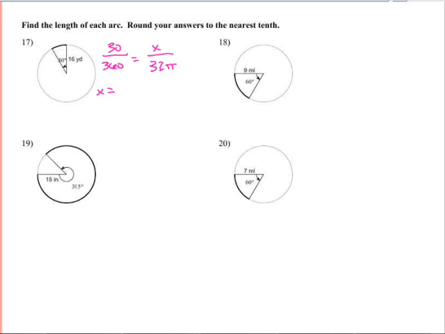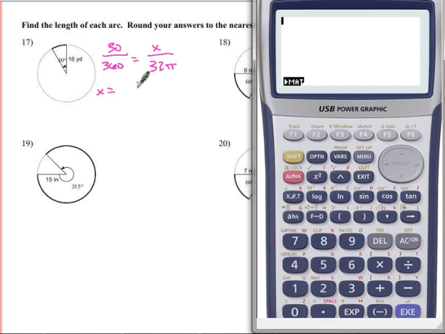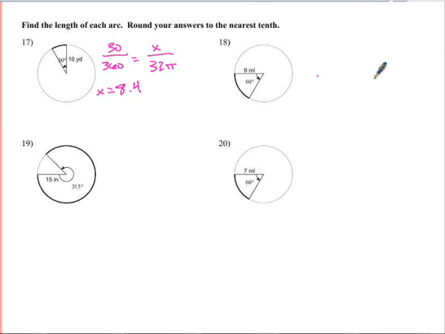And then this is all going to go straight into my calculator. And it says to round your answers to the nearest tenth. So I'm going to do 32 pi, so that's shift and then exp, times 30 divided by 360. And I get 8.4, and it's really that easy, 8.4.